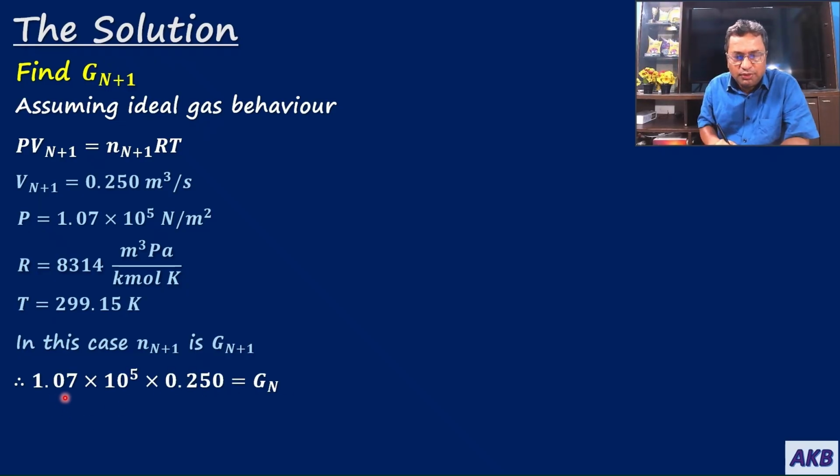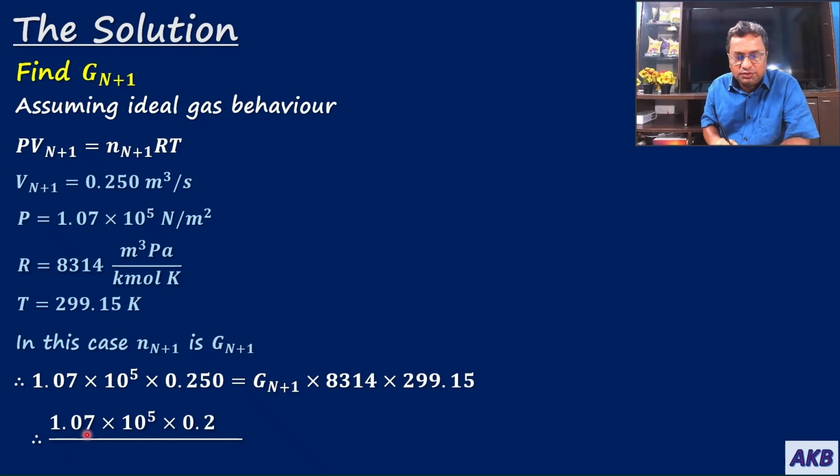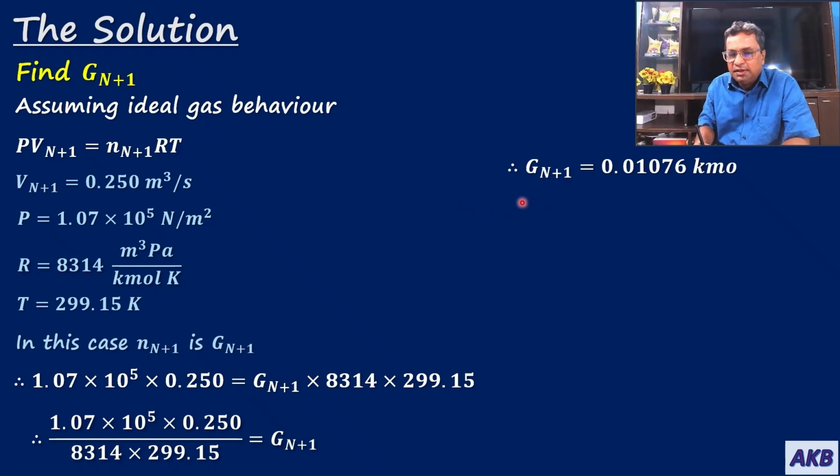So therefore, let us use the values. 1.07 into 10 to the power 5 into 0.250 is equal to Gn+1 into 8314 into 299.15. That is, 1.07 into 10 to the power 5 into 0.250 divided by 8314 into 299.15. I have brought these two terms on this side, so that will give us Gn+1. Therefore Gn+1 comes out to be 0.01076 kilomole per second.